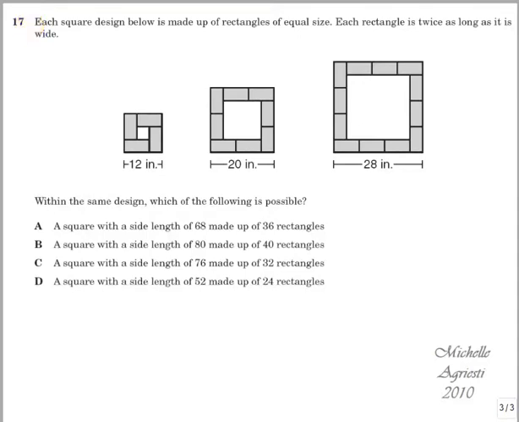Each square design below is made up of rectangles of equal size. Each rectangle is twice as long as it is wide. Within the same design, which of the following is possible?